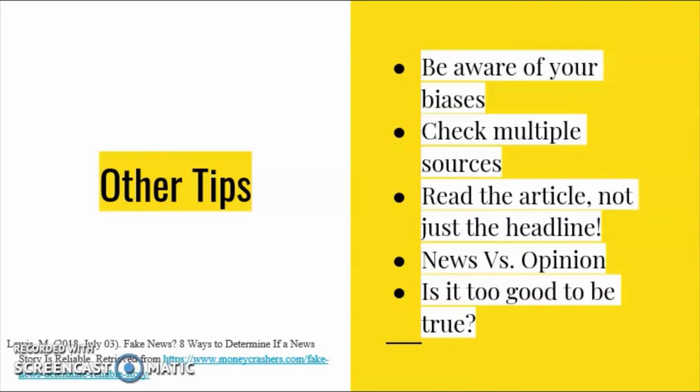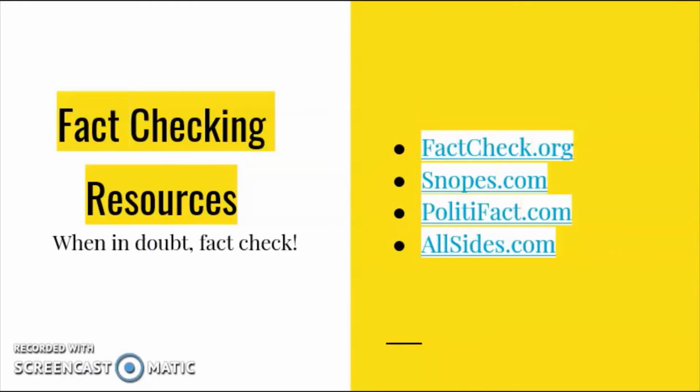Finally, if you just aren't sure, use a fact-checking website or reach out to your local librarian. So I am going to be brief here, but here are some examples of fact-checking websites that can be consulted when you're not sure about if a piece of information is true or not. I've included these resources in one of our handouts as well, and those will be available on our Facebook page. But pretty much a couple good sources that you can check out are factcheck.org, snopes.com, politifact.com, or allsides.com.